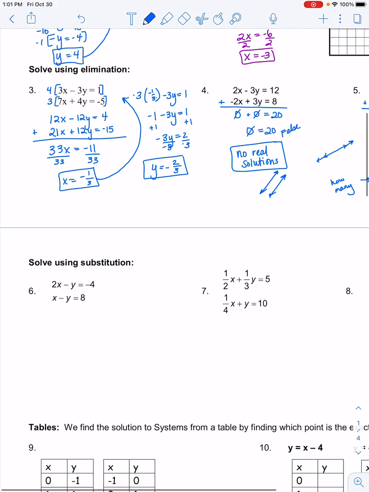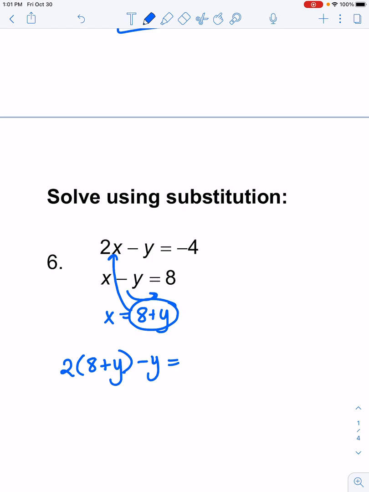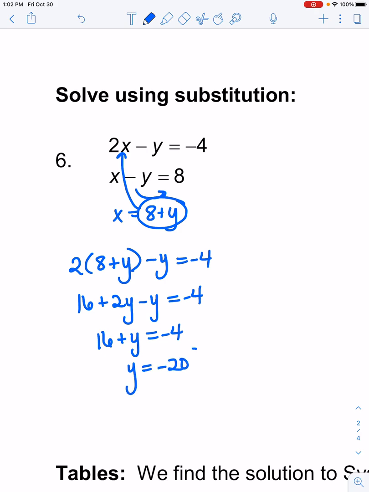Okay, solve using substitution. So this one on number 6 is not set up for us. It looks a little bit more like an elimination problem, but we know we just need to isolate a variable. So I'm going to move that y over. So x equals 8 plus y, and now I can substitute this in for x. So 2 times 8 plus y minus y equals -4. Going to distribute, combine like terms, move that 16 over, and you should get that y equals -20.